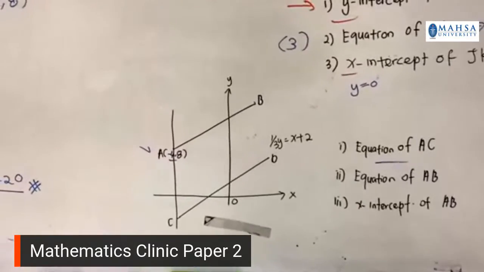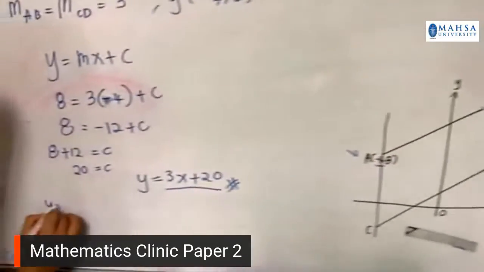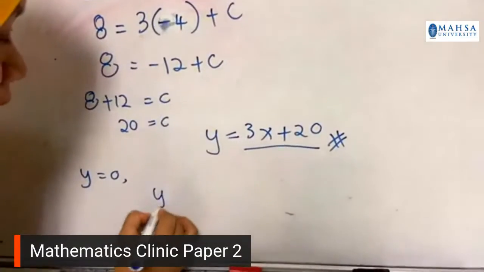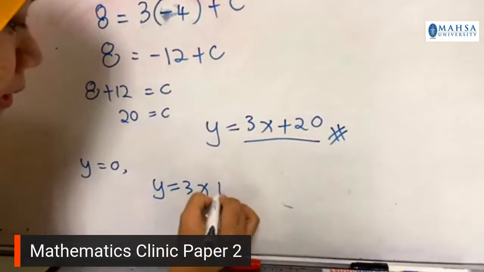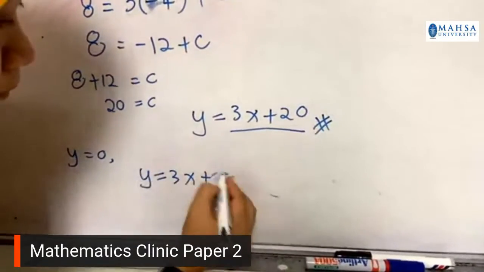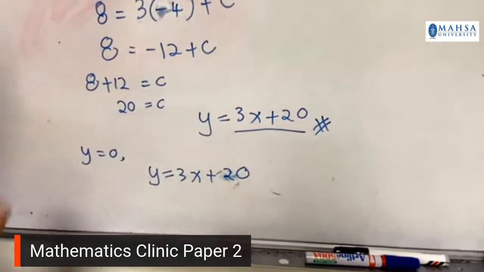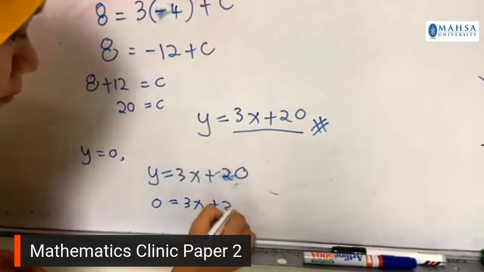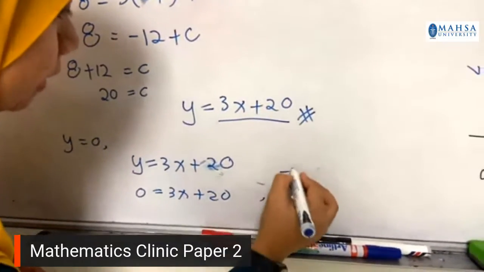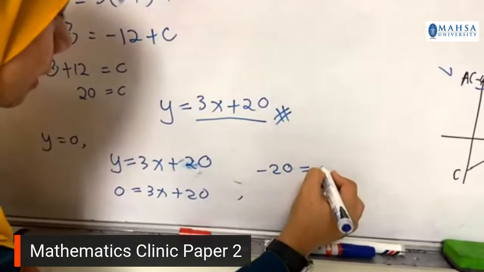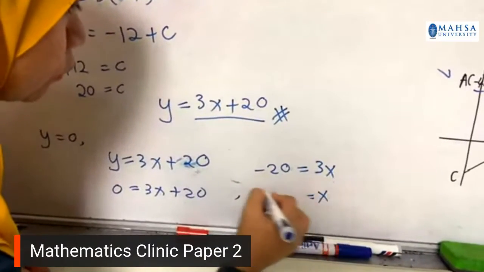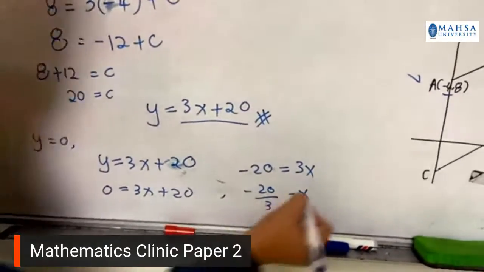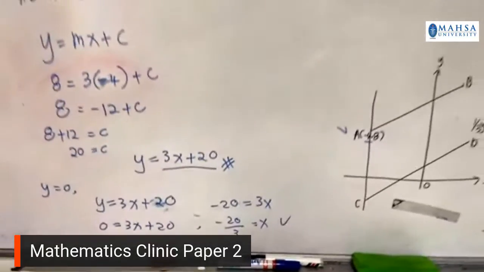So x-intercept of AB, meaning that your y equal to 0. So you substitute your y equal to 0 into the equation of AB. So your negative 20 equal to 3x. So your x equal to negative 20 over 3. So your x-intercept is negative 20 over 3.